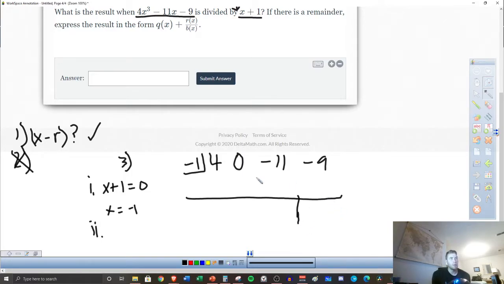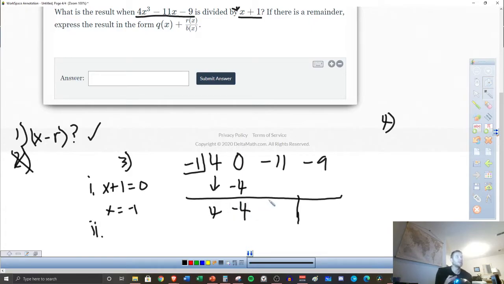And now we're ready to perform the synthetic division. So we're on to step 4, which is perform synthetic division. We drop down the first number, so the 4 comes down. We multiply that first lead coefficient with the -1. That gets us -4. And then we add these together. So that gets us -4.